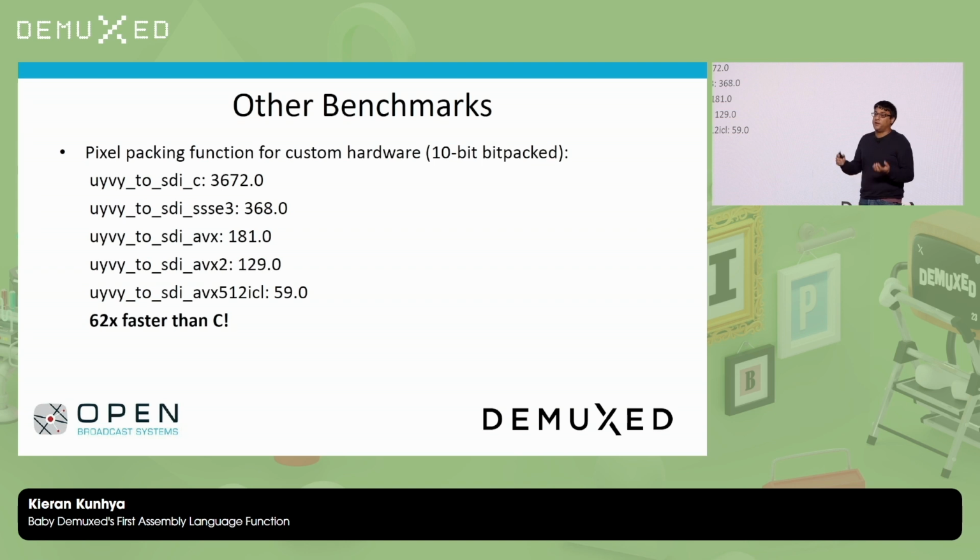This is the pixel packing function that we use to get from software to our hardware. So we need to pack 10-bit data. You can see this is remarkable. It's 62 times faster than C to write it in handwritten assembly. And I'm always in awe by this.